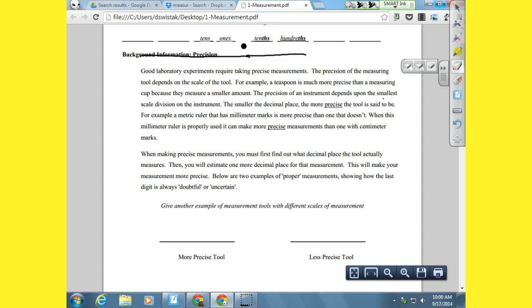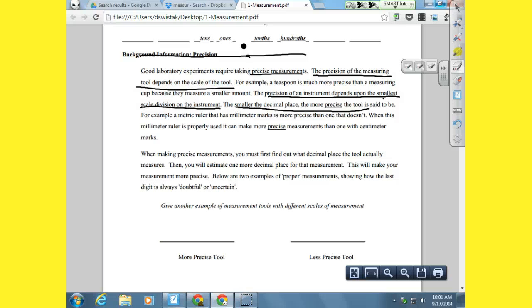Okay. Good laboratory experiments require precise measurements. Okay, that sounds important. Precision of the measuring tool depends upon the scale of the tool. A teaspoon is more precise than a measuring cup because they measure a smaller amount. Precision in the instrument depends upon the smallest scale division of the instrument. The smaller the decimal place, the more precise the tool is. A metric ruler that has millimeter marks is more precise than one that doesn't. And this is kind of like what we did with our string people experiment.